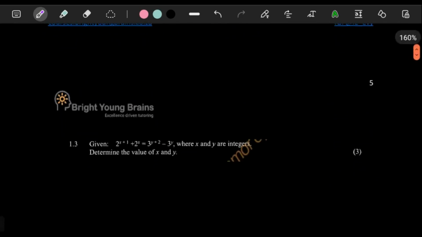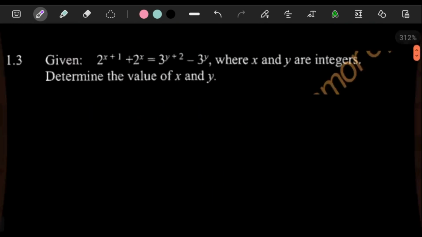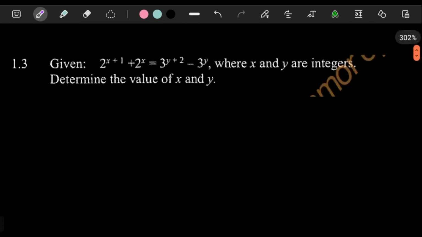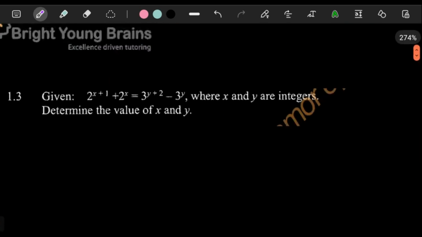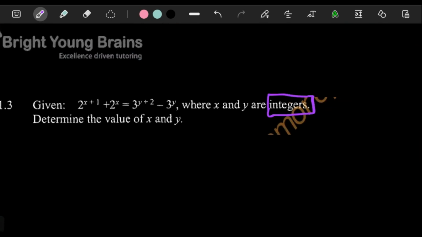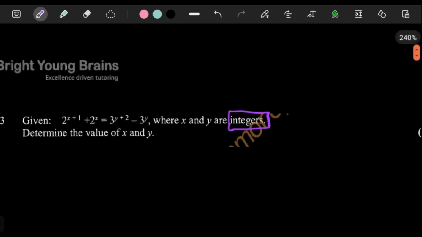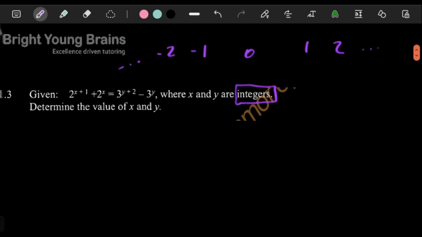1.3 is out of 3, right? It says, given this equation, where x and y are integers. Remember, if x and y are integers, what it means is x and y are like complete numbers that are either negative or positive. It's like -1, -2, going on and on and on, and then 0, 1, 2, going on and on and on. You see complete values, but they can be either positive or negative.